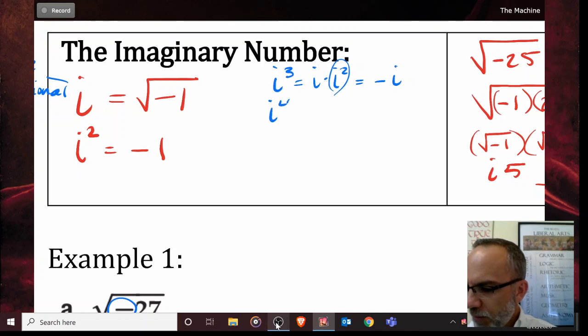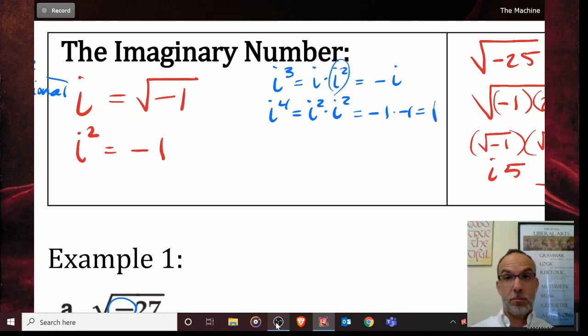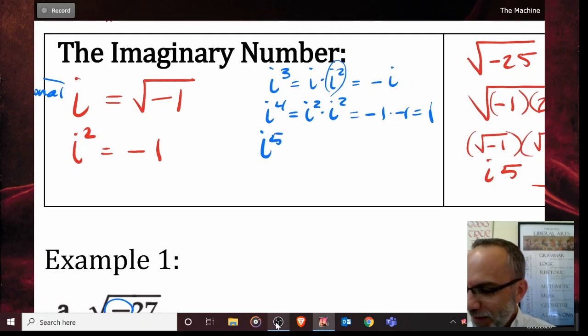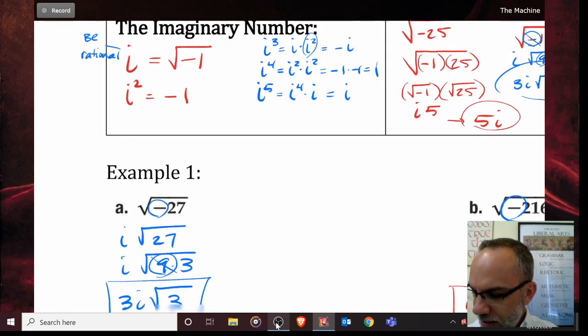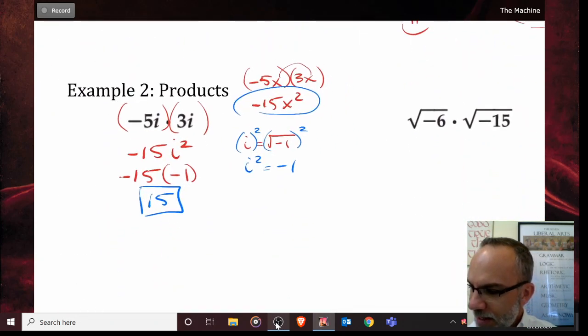What is then i to the fourth? i to the fourth is then going to be i squared times i squared, which is equal to negative 1 times negative 1, which is positive 1. What is i to the fifth? That's equal to i to the fourth times i. So that's equal to 1i, right? Because i to the fourth is 1. And the pattern just kind of repeats itself. We're back to i now. So you can keep going with this as far as you want to go. Let's go back now and do that next example.